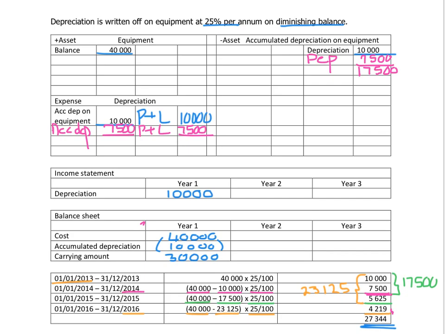So in the income statement for year 2, we will indicate that the depreciation for the year will decrease the profits with 7,500. In the balance sheet, the cost price is still 40,000 Rand, but now the accumulated depreciation is 17,500. So I have to deduct the 17,500, and that means the carrying amount is 22,500. So at the end of the second year, my asset is only worth 22,500 Rand.